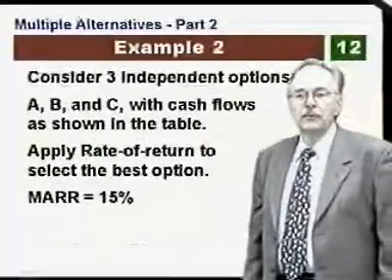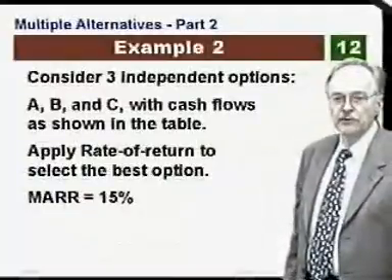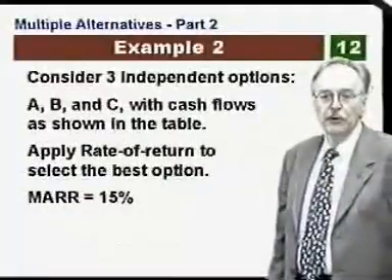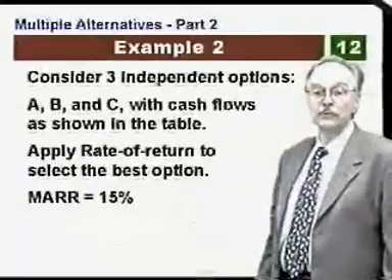Let's look at a different example. Let's consider three independent options, A, B, and C, with the cash flows that we show in the next table. And we want to apply the rate of return method to select the best option. The minimum attractive rate of return in this example is 15%.